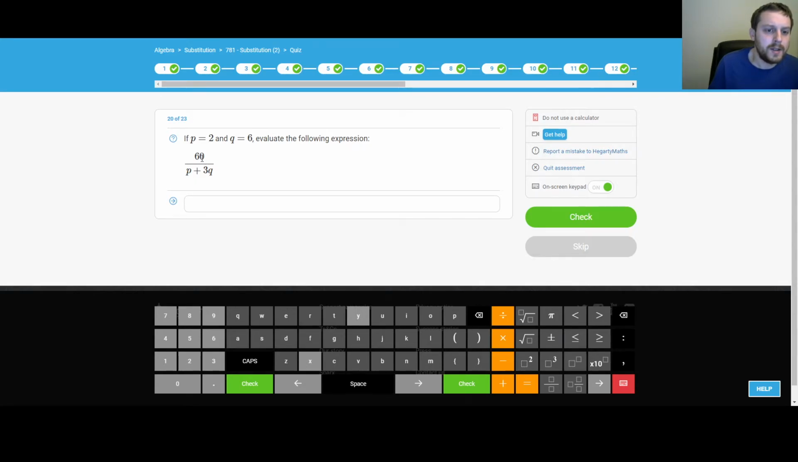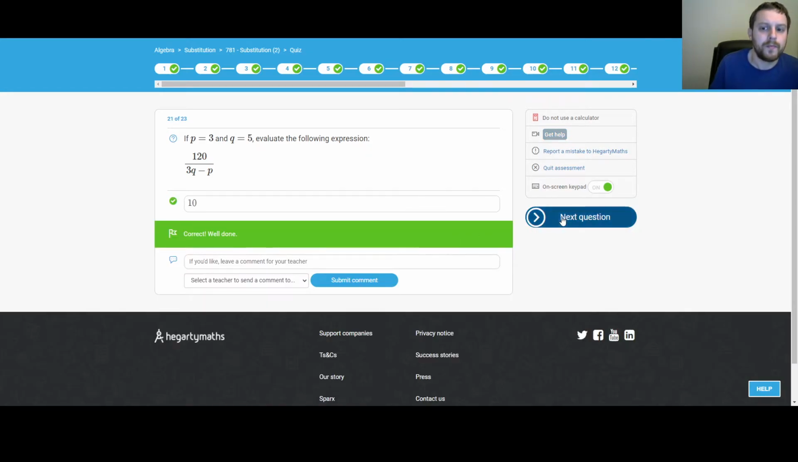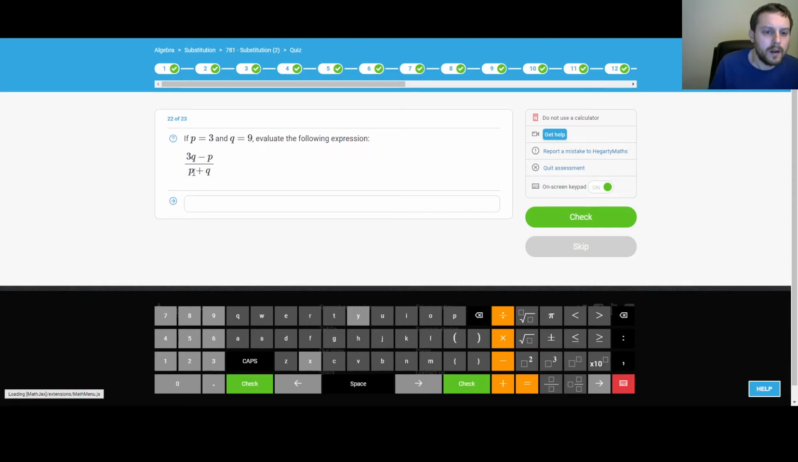And how many 20s go into 60? 3. 3 times 5 is 15. Take away 3 is 12. 120 divided by 12 is 10. This one I'm going to take a screen cap of and actually show you the full working.